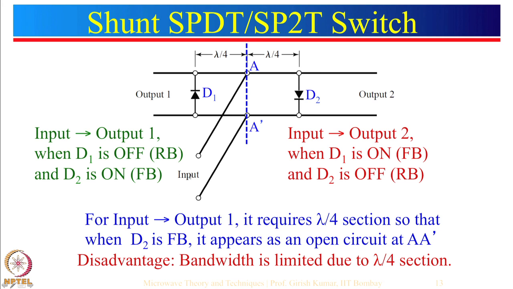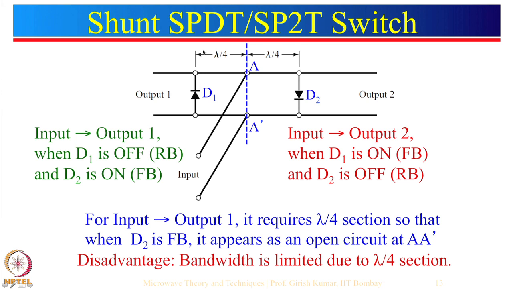Let us say the input is coming from this port here, and assume that D1 is on, and when D1 is on, this should be off. So when this is off, what will happen? This is off, so the input will go from here to this side, and when this is short circuited, nothing will go to output 1.